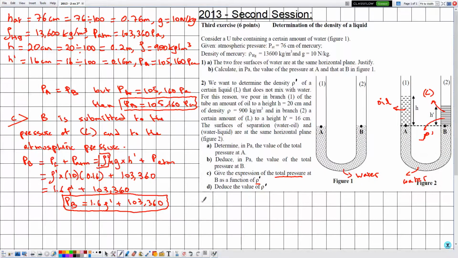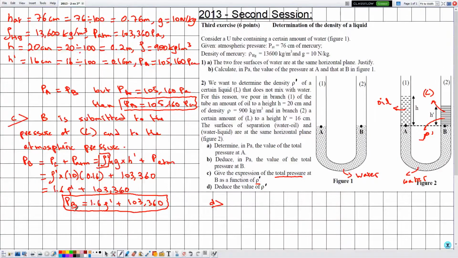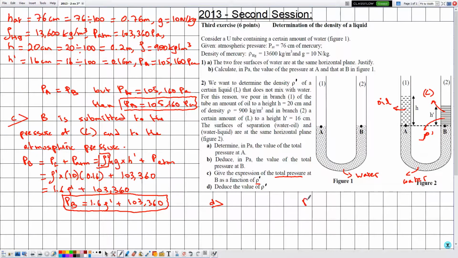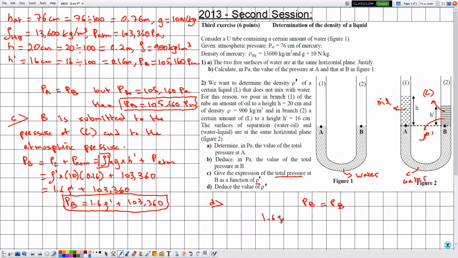And now in part D, deduce the value of rho prime. By deduce it means that we need to use the part just previously before. In part C we have determined the value of PB as a function of rho prime, and we know the numerical value of PB. So let's say that PB is equal to PB. On one side we know the expression of PB in terms of rho prime, which is given by 1.6 rho prime plus 103,360, and on the other side we have the numerical value of PB, which is given by 105,160, knowing that we are interested in determining rho prime.